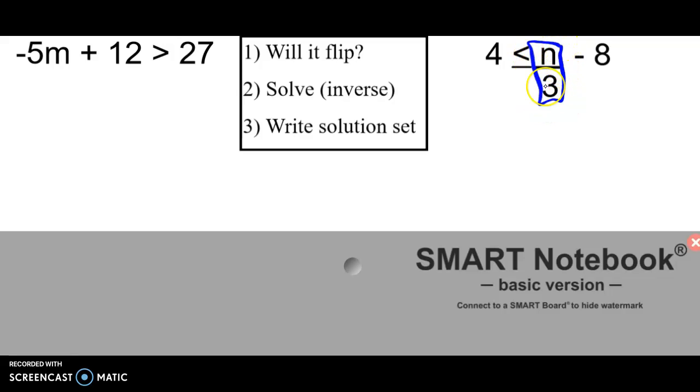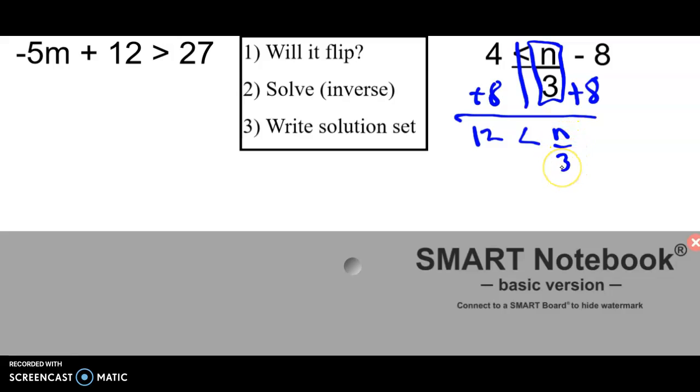And you can see that the coefficient is positive, so we don't change the sign. We're going to leave it as less than. We're going to add 8 to both sides. So that should give me 12. I'm going to bring the n divided by 3 down. So now I have a one-step equation. N divided by 3, to resolve it, I need to multiply both sides by 3. So the 3's cancel out, and now we have n by itself, and 12 times 3 is 36.